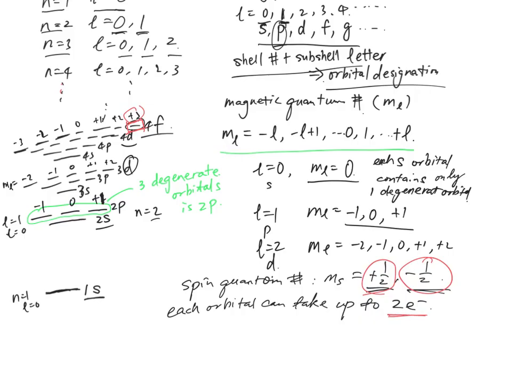Okay, now, each orbital can take up to 2 electrons, so we're using four quantum numbers to describe each electron.